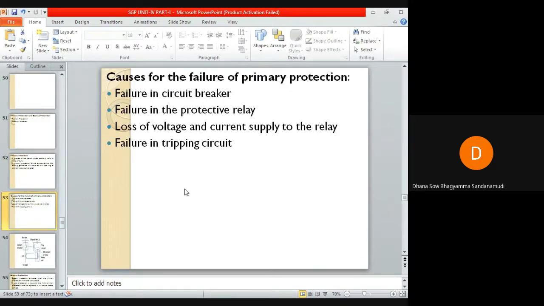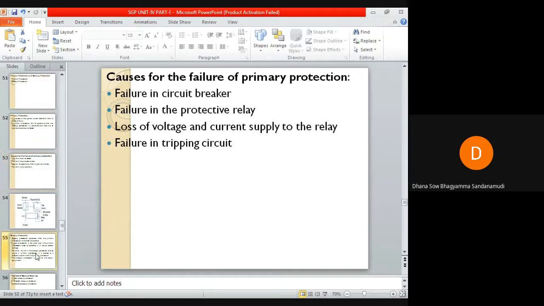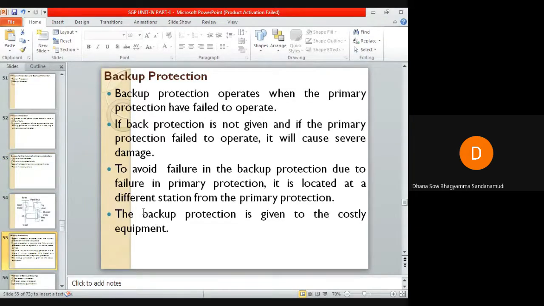So these are all the causes for failure of the primary protection. We must have backup protection in order to protect the equipment if primary protection fails to operate. Backup protection is provided to protect the elements of the power system when the primary protection has failed to operate due to any reason. There may be any reason because of which the primary protection fails to operate. Just now we have seen some reasons.